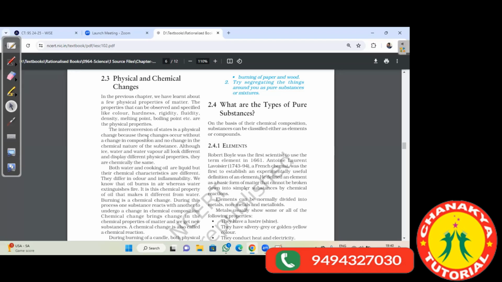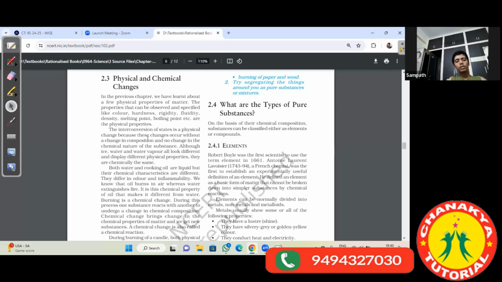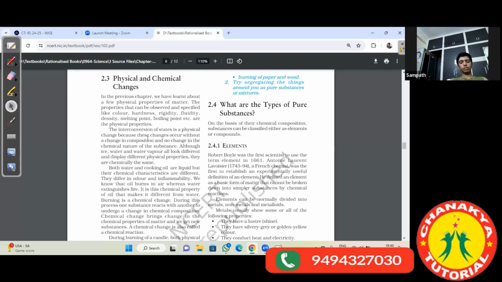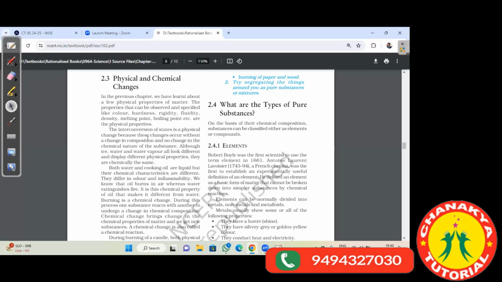So what about cutting wood into pieces? Is it a physical change or a chemical change? Physical change. Cutting of wood into pieces is a physical change. What about tearing of paper? Physical change. And what about burning of coal? It's a chemical change. Cooking of food? Cooking of food is a chemical change.